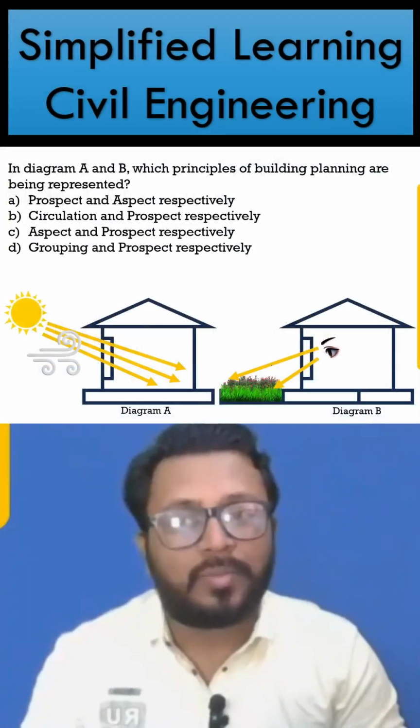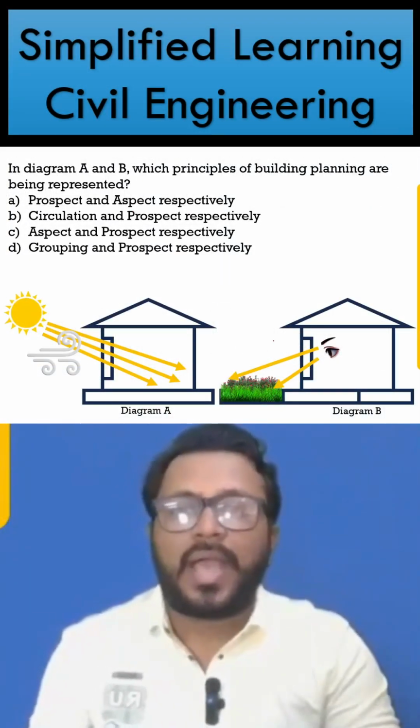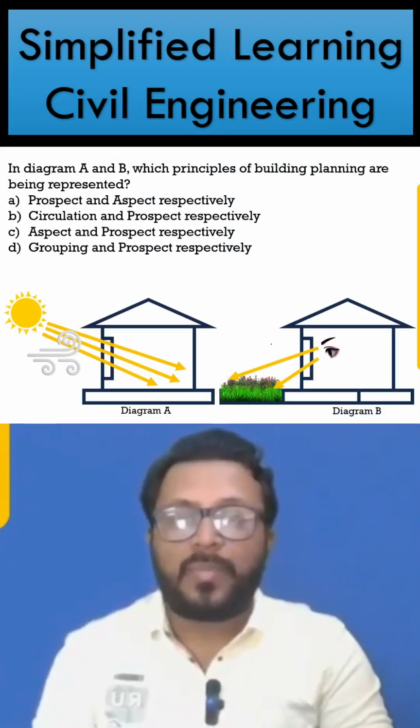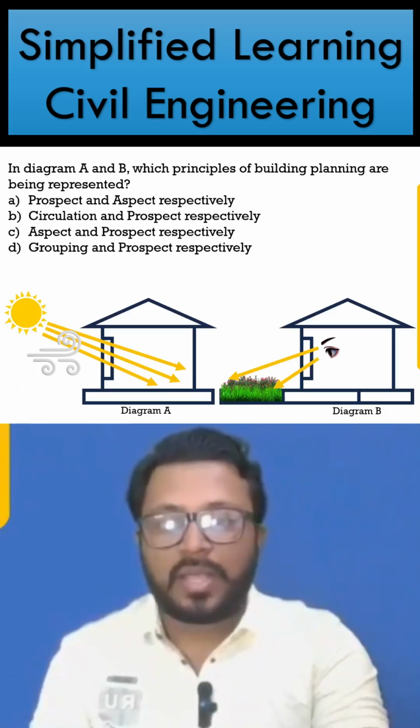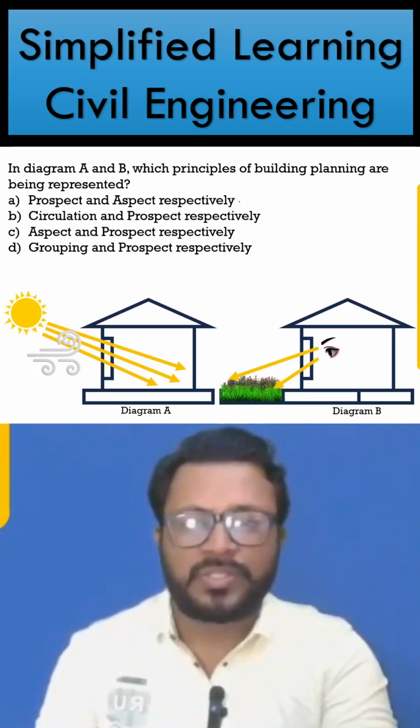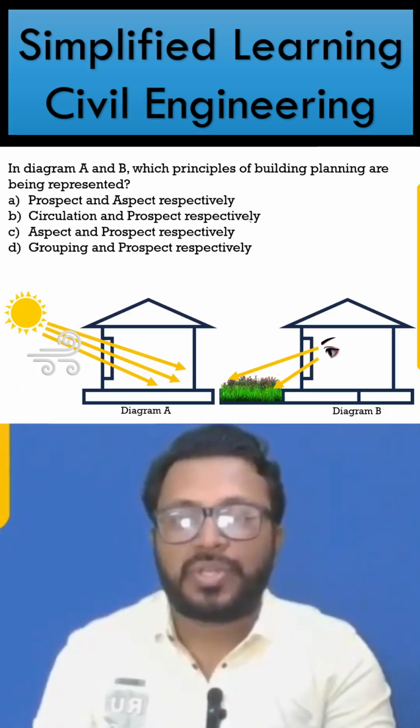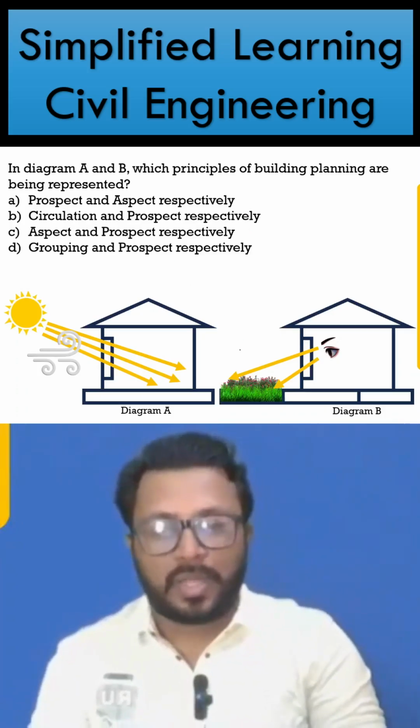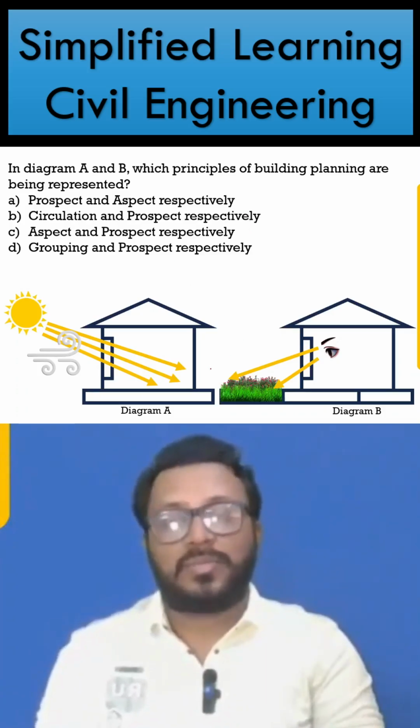And we have two diagrams. And the question is saying, in diagram A and B, which principles of building planning are being represented? Now there are several options. Okay, four options are there: prospect, aspect, circulation, prospect, aspect, prospect, grouping, and prospect. Now let's focus on the diagrams themselves.